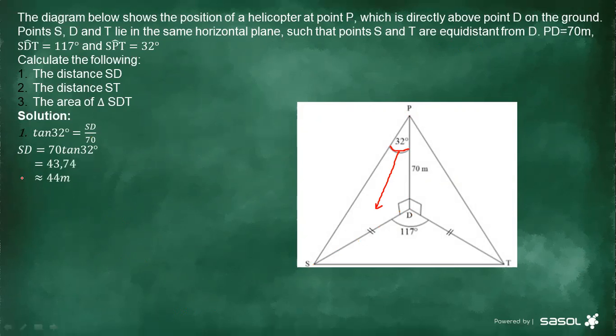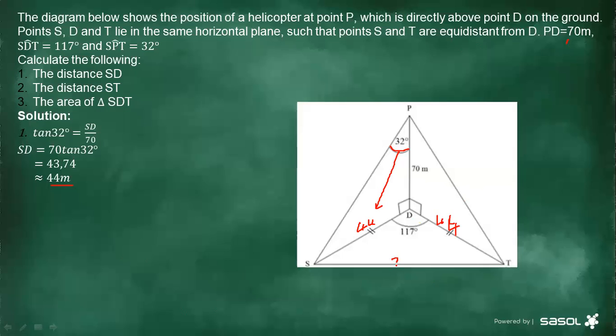Then the distance for SD is 44, to the nearest meter. So it's 44 meters. All right. And if this is 44 meters, then this side DT is also 44 meters, because we were told from the scenario that they are equidistant. They are equal in terms of the distance. Now calculate the distance of ST. We want this one now, ST.